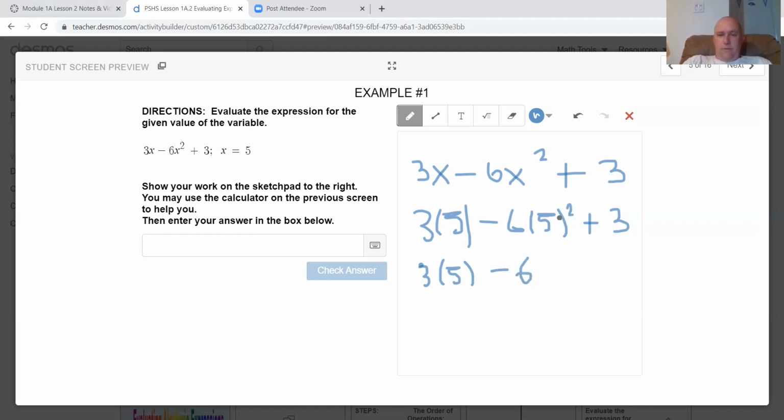And notice I'm only squaring the 5. I'm not squaring the 6 as well. Only the thing that's inside the parentheses am I actually squaring here. So 5 times 5 is 25. And then I'm going to add on 3.